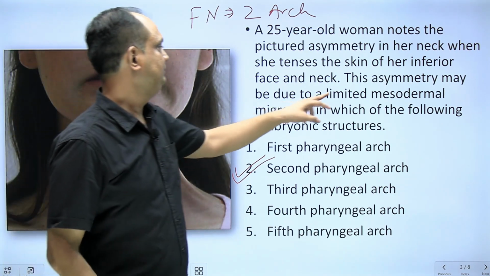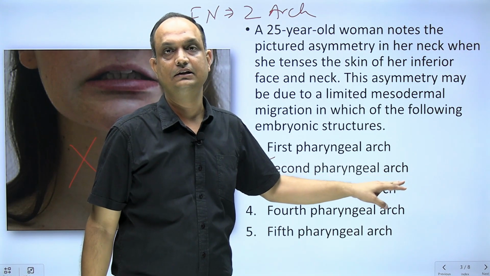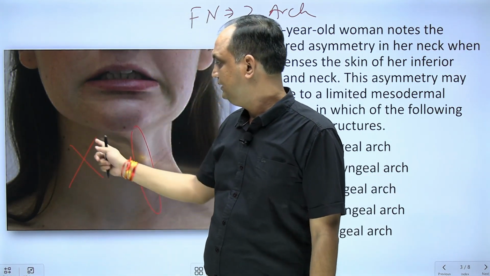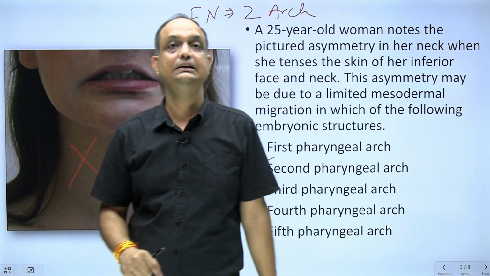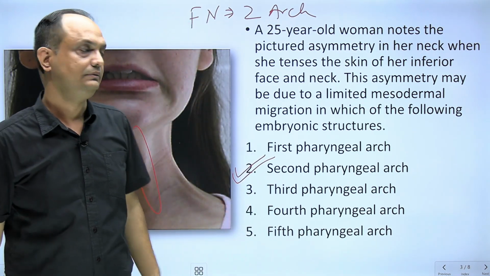So when there is a defect in the mesodermal migration of the second pharyngeal arch, there is a lack in the development of platysma in this region, and that's why this patient is not able to produce the wrinkle. Now at the end of this session, you have some idea about the applied questions which are related with the pharyngeal arches. Thank you.